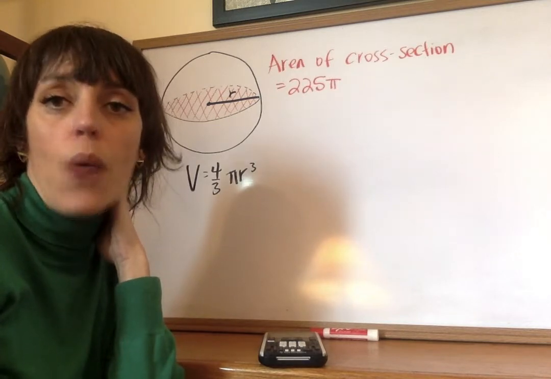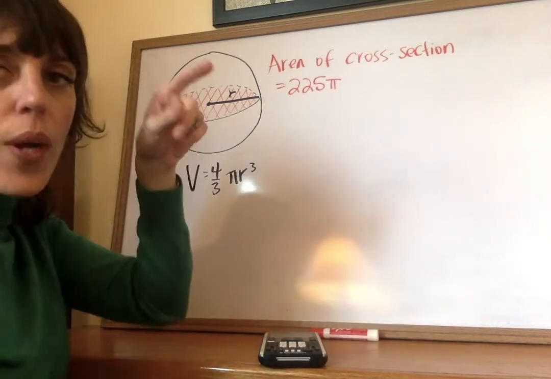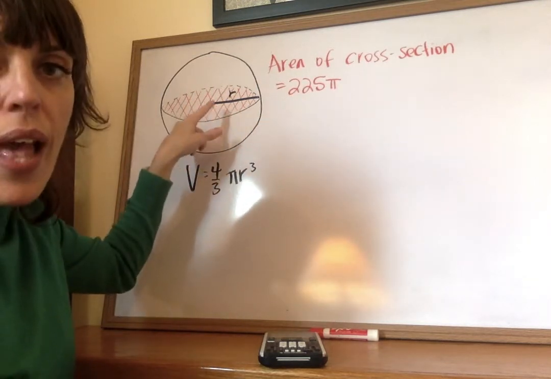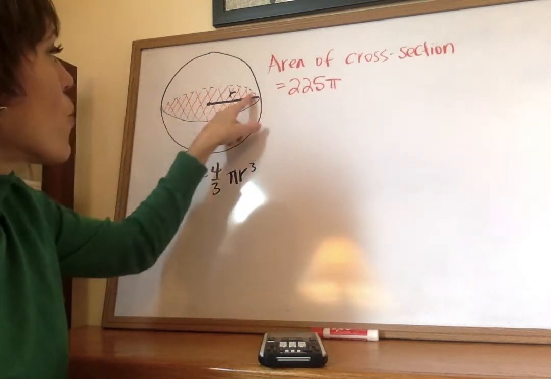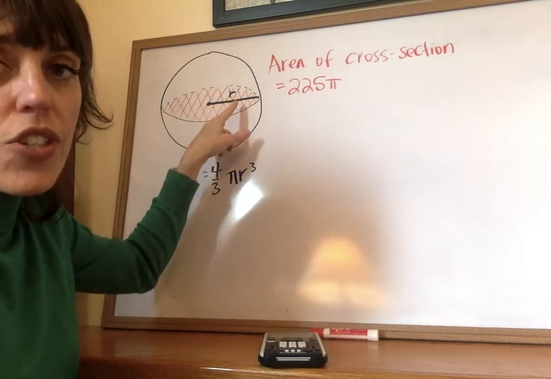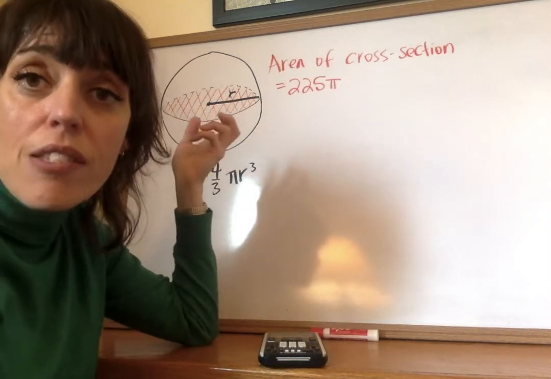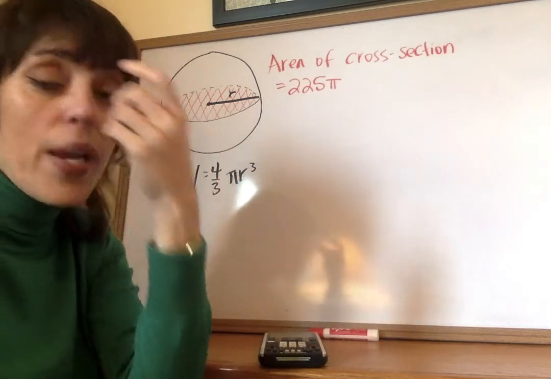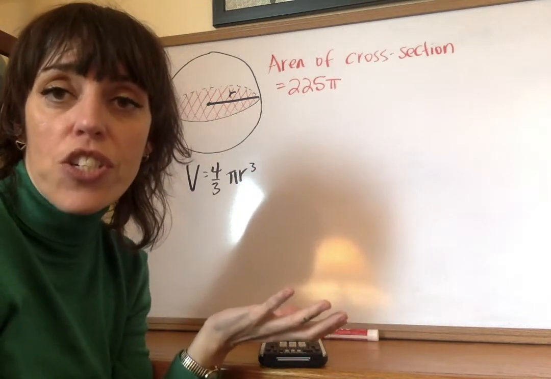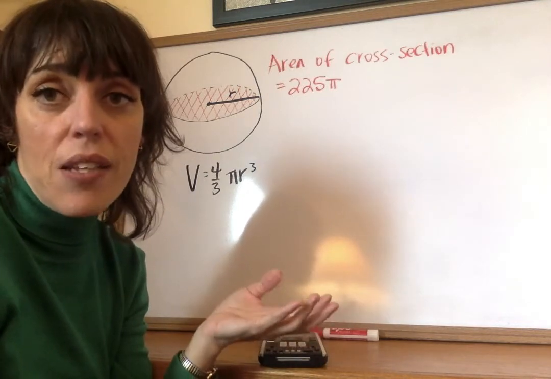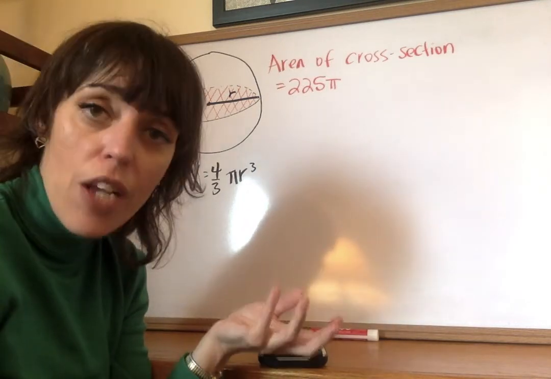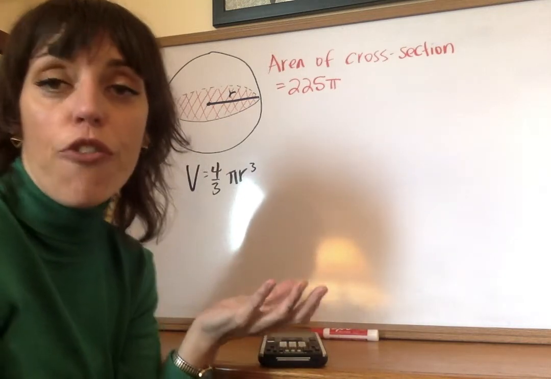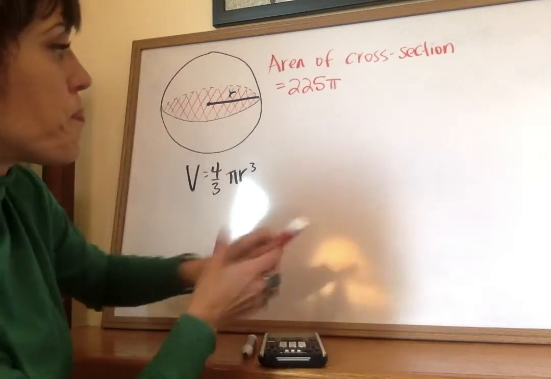And we don't have that yet, but what's happening is that we know the area of this red cross-section, and the radius of this circle, which is the cross-section, is the same as the radius of the sphere, because that cross-section is within the sphere. So if we can find the radius of that cross-section circle, then we've also found the radius of the sphere. Now, lucky for us, we know the area of that cross-section. So if we know the area, then we can solve for the radius. So let's do that now.